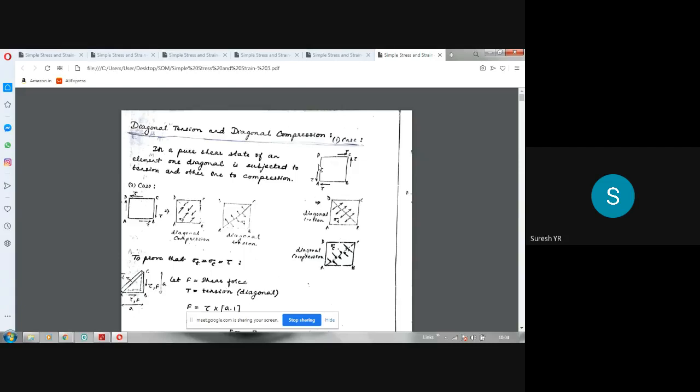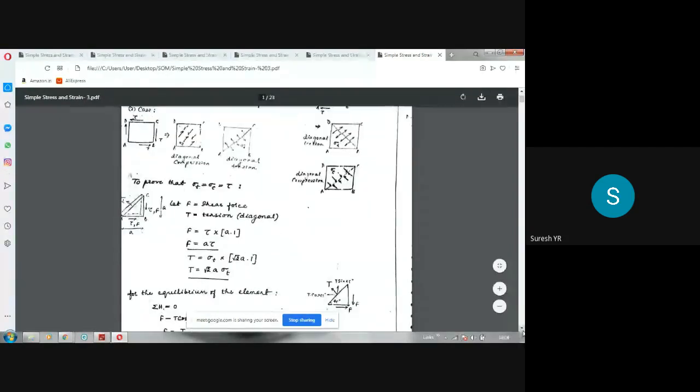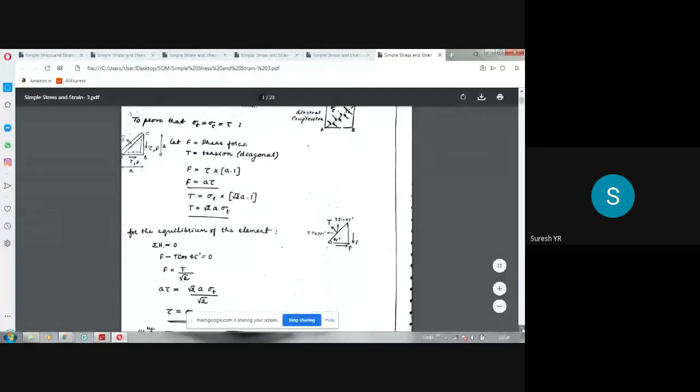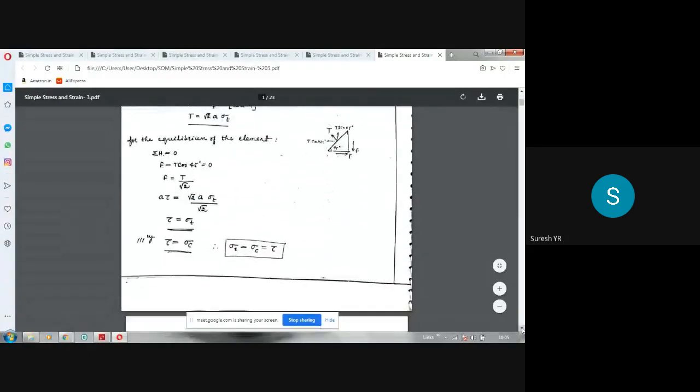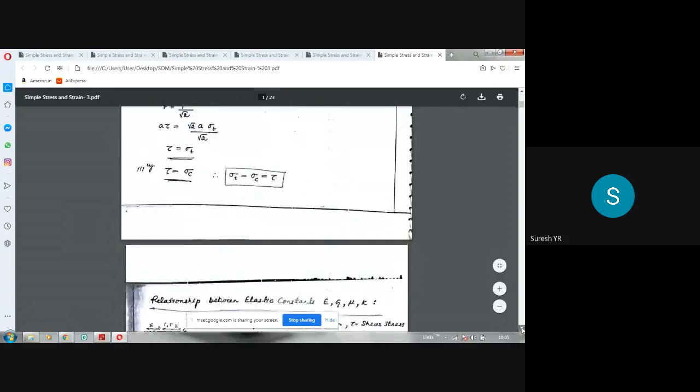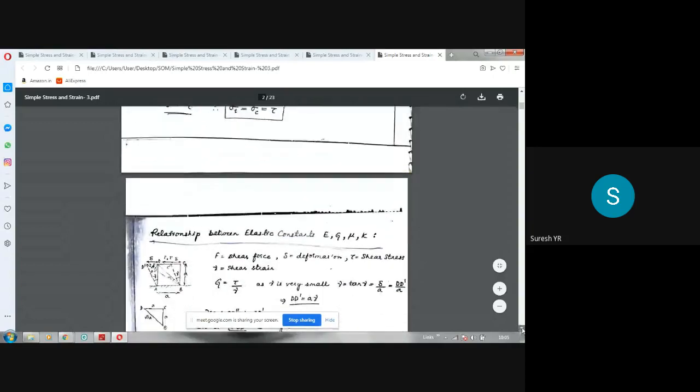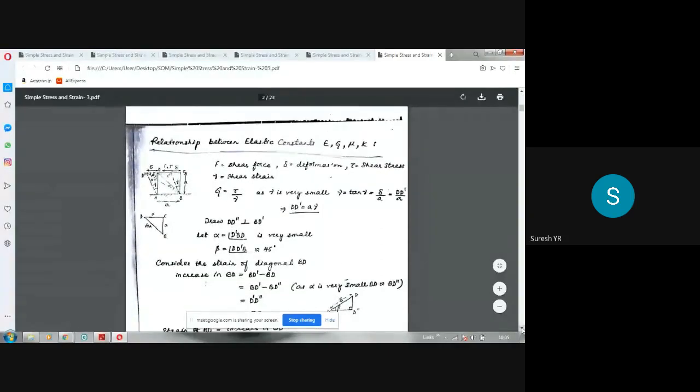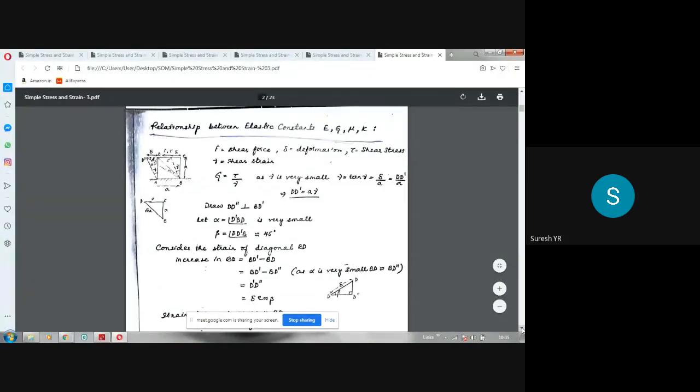You can always prove that the shear stress value will be equal to the diagonal tension stress as well as the diagonal compressive stress. So this is the concept of pure shear or simple shear. Whenever an element is subjected to pure shear or simple shear without any normal force, then that pure shear will induce diagonal tensile stress and diagonal compressive stress depending on the direction of that shear force or shear stress.